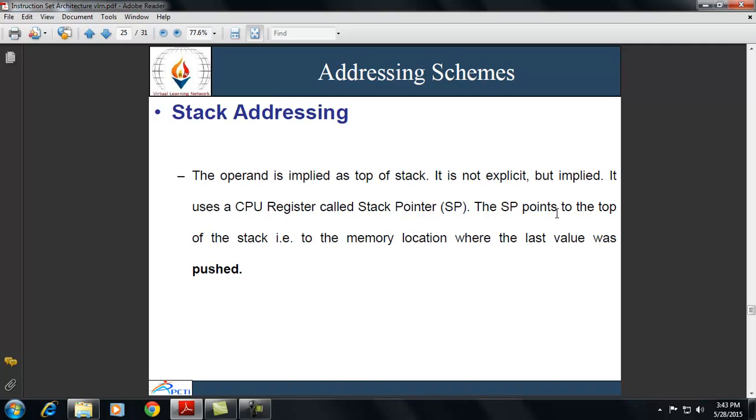After the displacement addressing, the next one is stack addressing. In this addressing scheme, the operand is implied as the top of the stack. It is not explicit but implied. It uses the CPU register called the stack pointer, which points to the top of the stack, that is, to the memory location where the last value was pushed. A stack provides a sort of indirect addressing and indexed addressing, and this is not a very common addressing scheme.